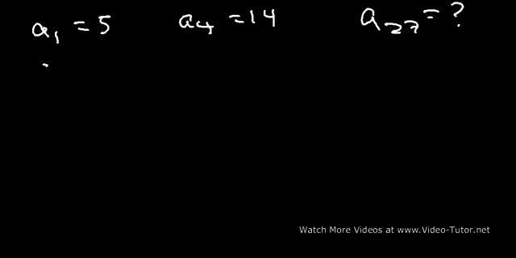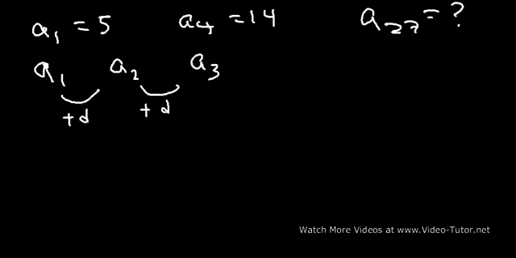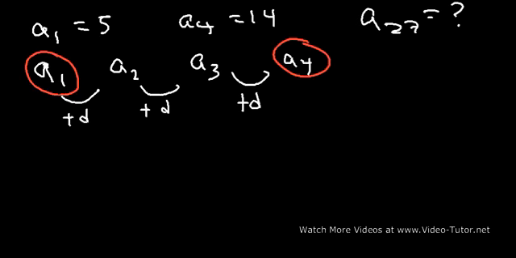So, since it's arithmetic, to get the second term, we need to add the common difference. To get the third term, we need to add the common difference. And to get the fourth term, we've got to add d again. So to go from a of 1 to a of 4, we need to add 3 common differences. So a of 1 plus 3d is equal to a of 4.